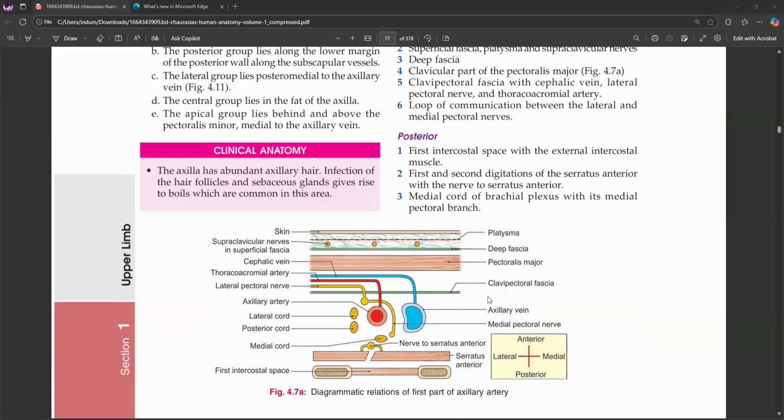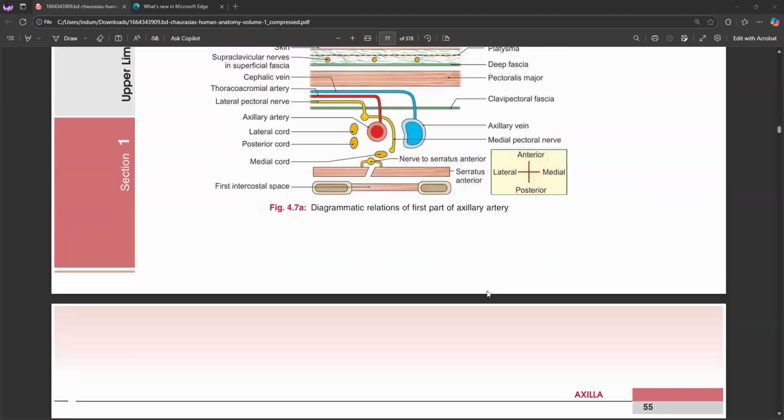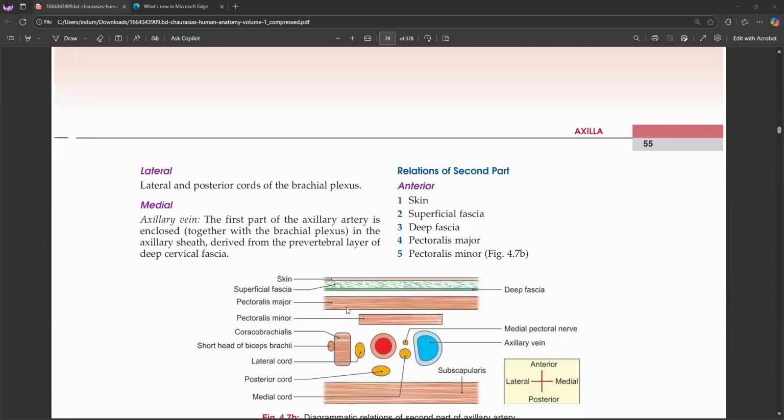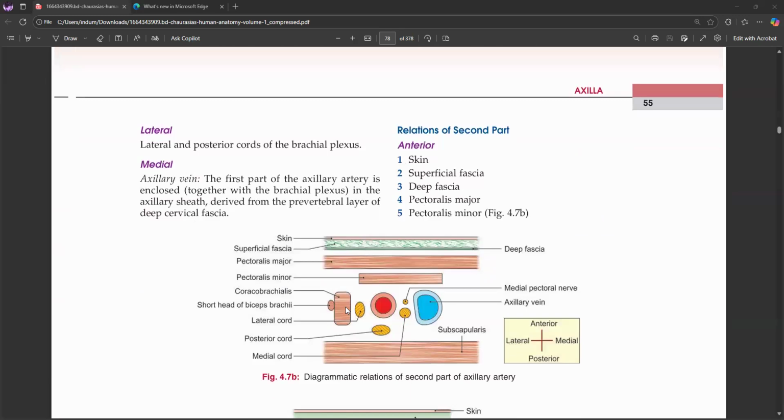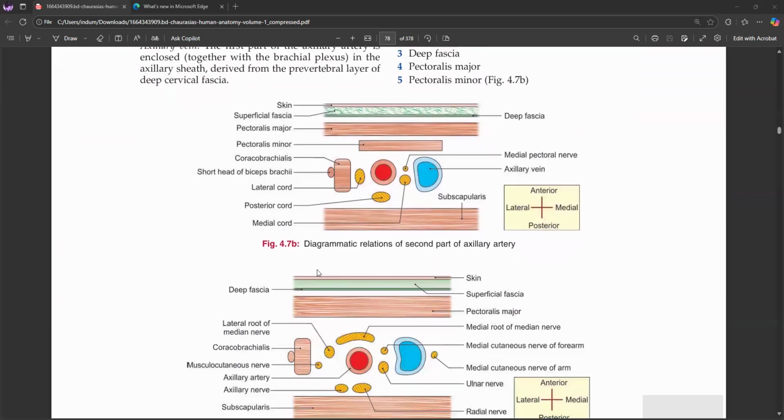Medial cord of brachial plexus with its medial pectoral branch. Lateral and posterior cords of the brachial plexus. Medial: axillary vein. The first part of the axillary artery is enclosed together with the brachial plexus in the axillary sheath derived from the prevertebral layer of deep cervical fascia.